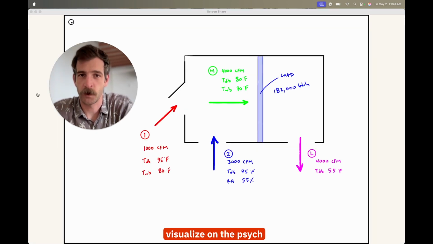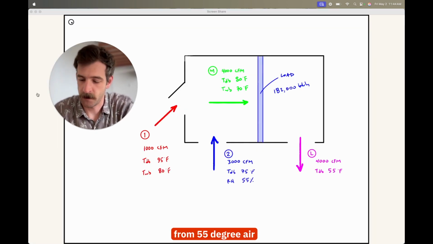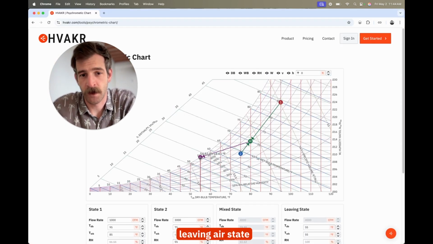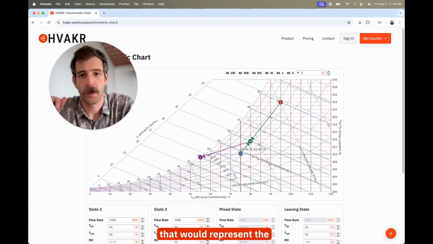Another thing we can visualize on the psych chart is the transformation from 55 degree air entering the space to what our return air state is. If you were to draw a line from the leaving air state back to state 2, which would be at a very slight upward increase, that would represent the sensible and latent gains within the space.